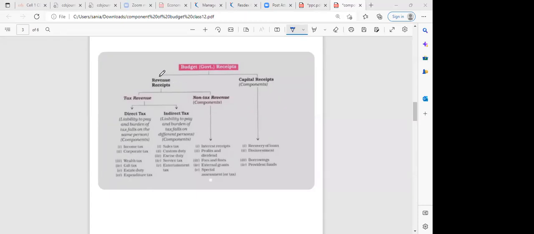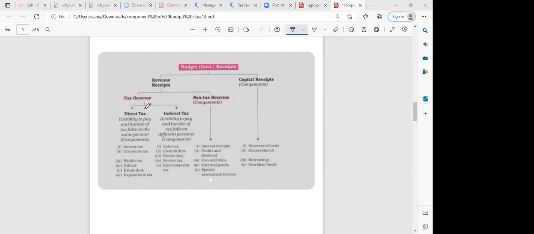After this, revenue receipt is divided into two parts: tax revenue and non-tax revenue. Tax revenue is divided into direct tax and indirect tax. And capital receipt is basically in three parts. In revenue receipt, we discussed that government assets and liabilities don't get affected. In capital receipt, we studied that either it will affect the liability or it will affect the assets.